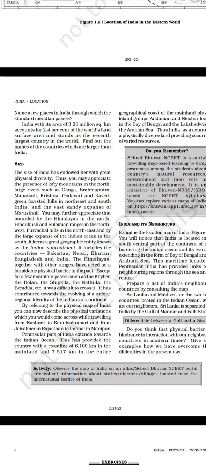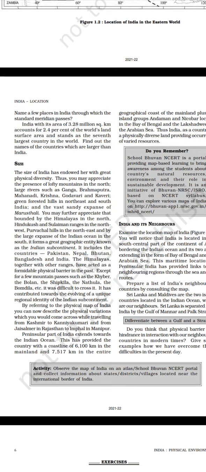The peninsular part of India extends towards the Indian Ocean. This has provided the country with a coastline of 6,100 kilometers in the mainland and 7,570 kilometers in the entire geographical coast of the mainland, plus the island groups Andaman and Nicobar located in the Bay of Bengal and the Lakshadweep in the Arabian Sea. Thus, India as a country is a physically diverse land providing occurrence of varied resources.